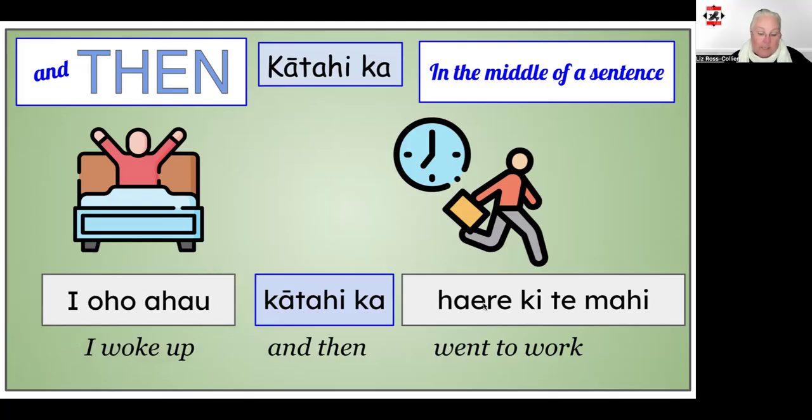When you use Kātahi Ka in this way, there's no need to say I in both parts of the sentence. I woke up and then I went to work. It's also correct to say, I oho ahau Kātahi Ka haere ki te mahi. I woke up and then went to work.